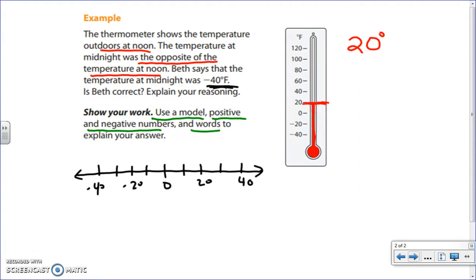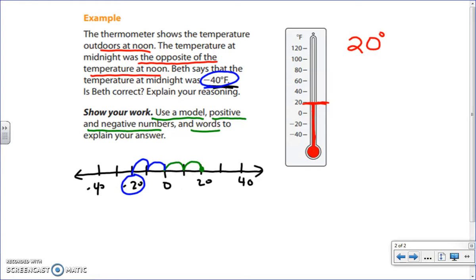And to do that, we can model. So the opposite of 20, here's where we currently are. We are 20 spaces past 0. The opposite is represented by 20 spaces in the other direction of 0. And you can see here that we actually are not at negative 40 like Beth thought. We are actually at negative 20. Okay, so that would be representing, using a number line, the opposite value of 20. You can see that we are 20 to the right and 20 to the left of 0. Those are called opposite numbers.